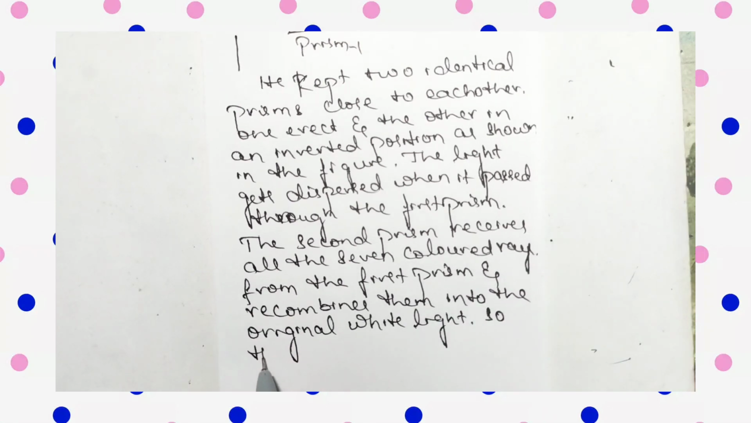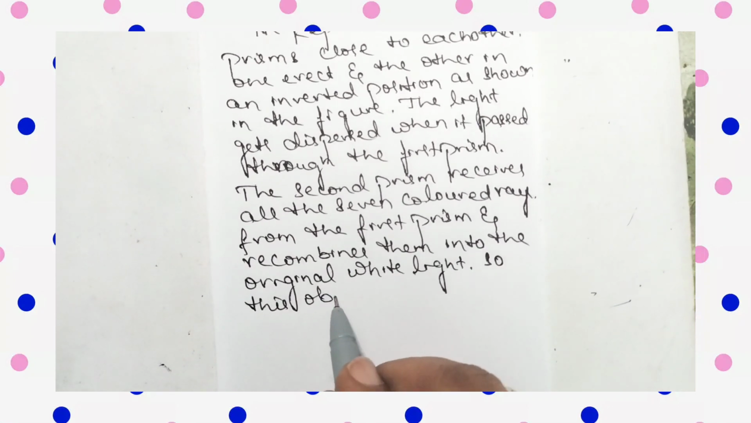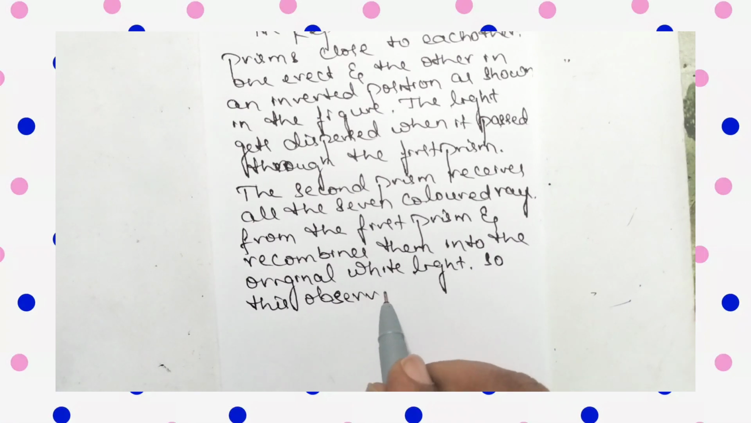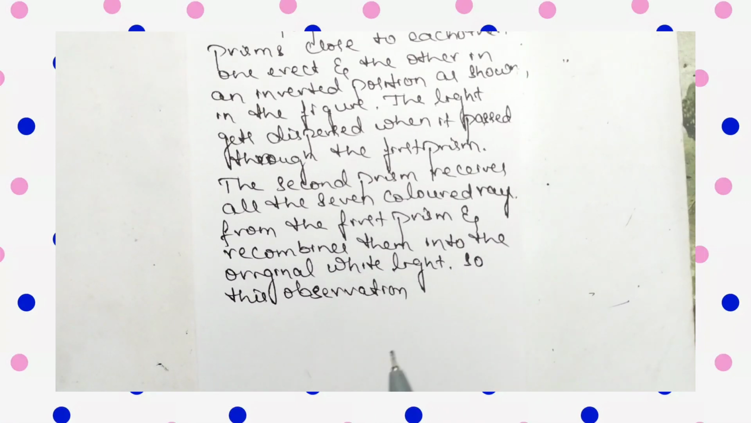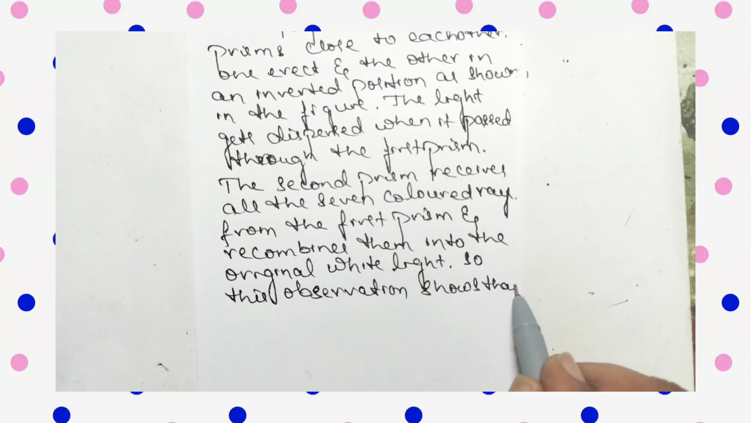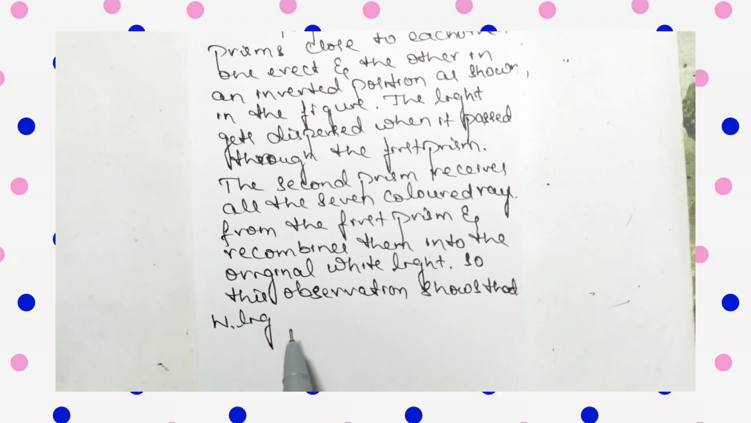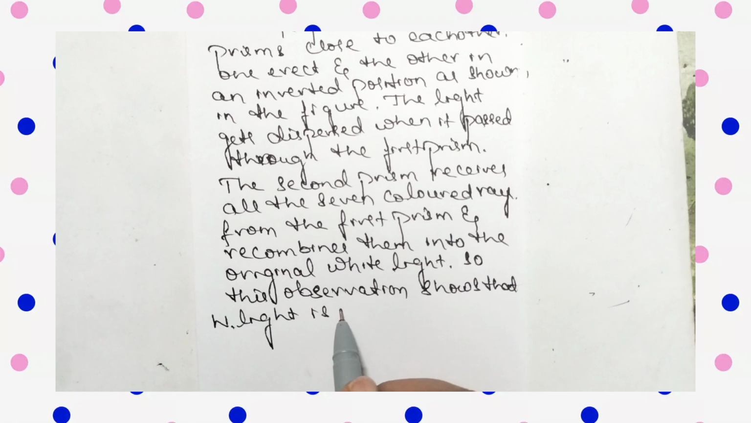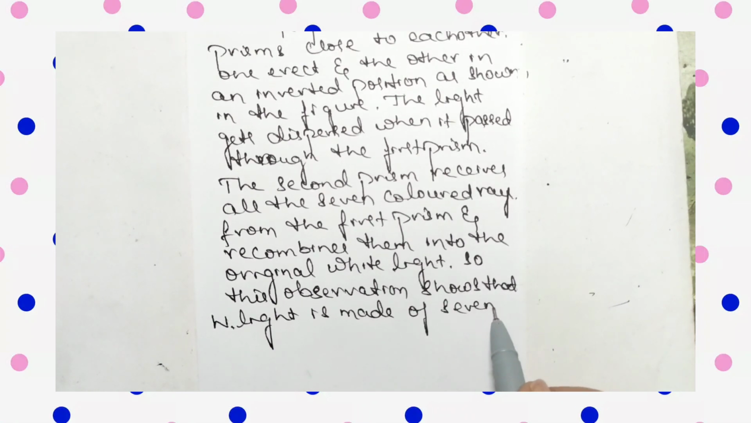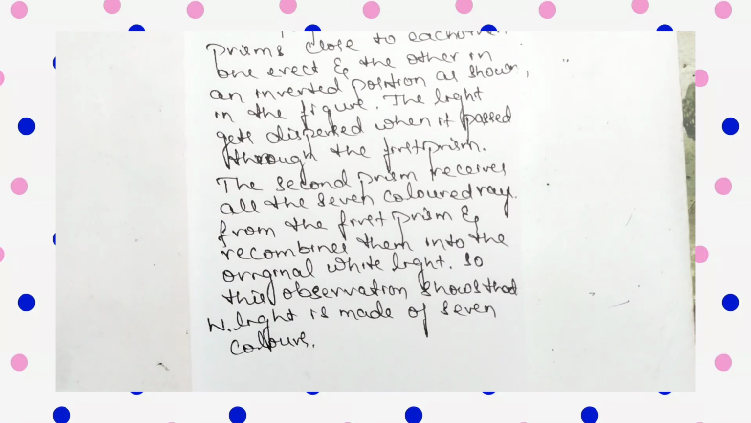So this observation shows that white light is made up of 7 colors. White light is made of 7 colors. So this shows that white light is made up of 7 colors.